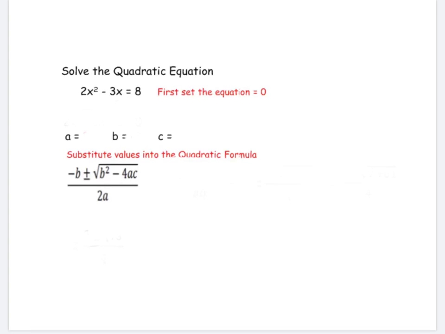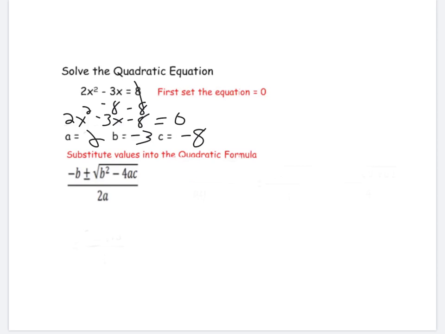Let's take a look at one more example. Again, in order to solve a quadratic equation, just like with graphing it, you need to have it set equal to 0. So I have 2x squared minus 3x equals 8. I would have to move the 8 to the other side, so I'd subtract 8 from both sides. So I would have 2x squared minus 3x minus 8, and these two 8s cancel each other out, and that is equal to 0. So now I have my parts to identify. A is 2, B is -3, and C is -8.